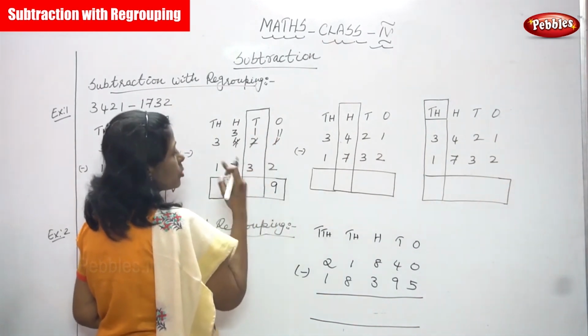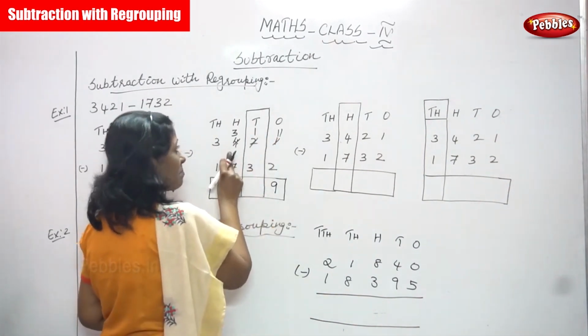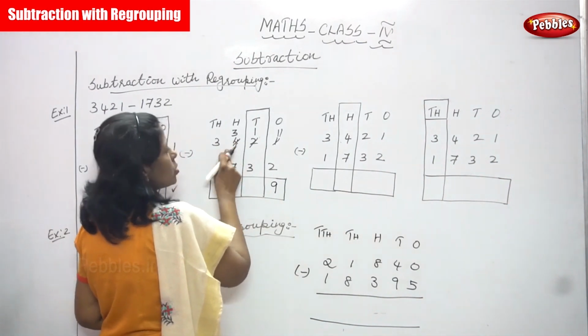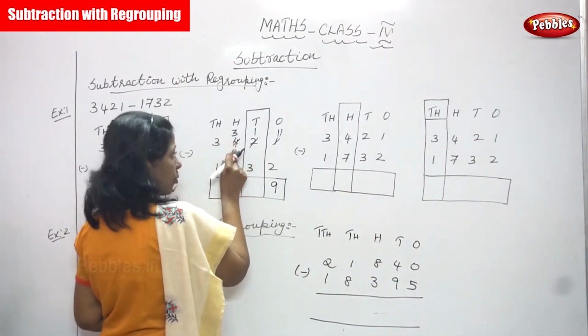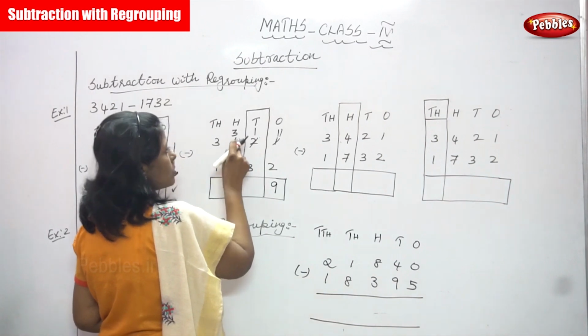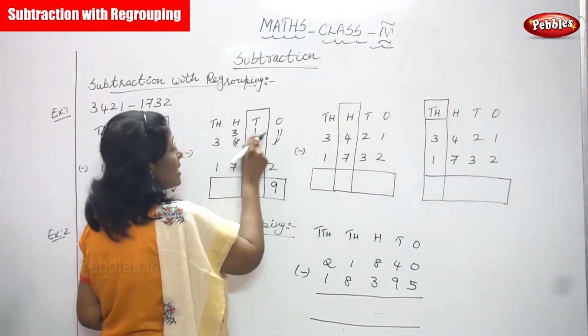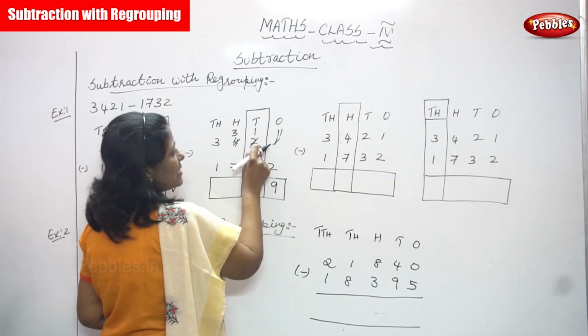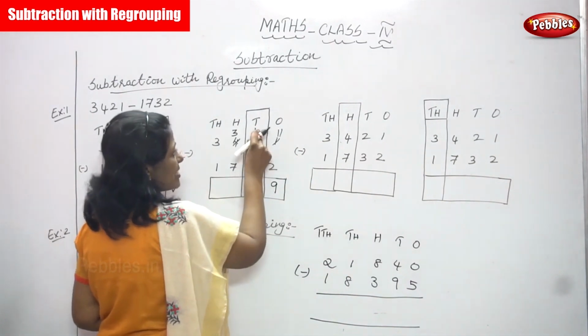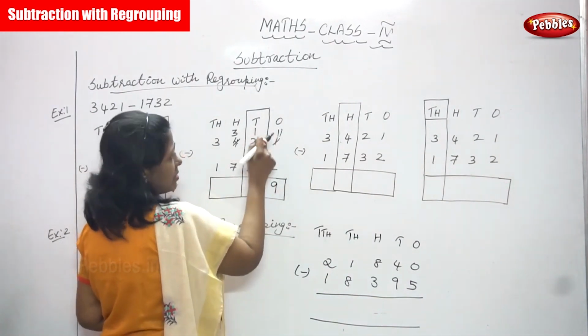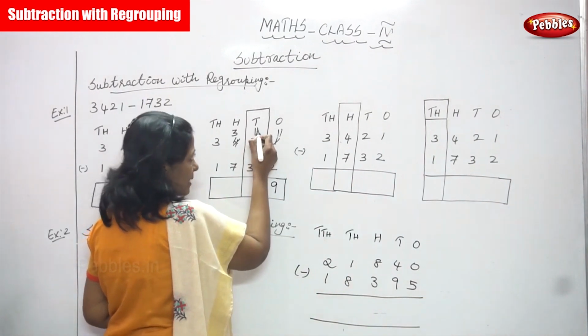So 1 minus 3 you can't subtract. So you have to borrow from the hundreds place. This 4 gives 1 ten to this place, so this becomes 3. When 1 ten comes here, since 1 is already here, 10 plus 1 is 11. This becomes 11.